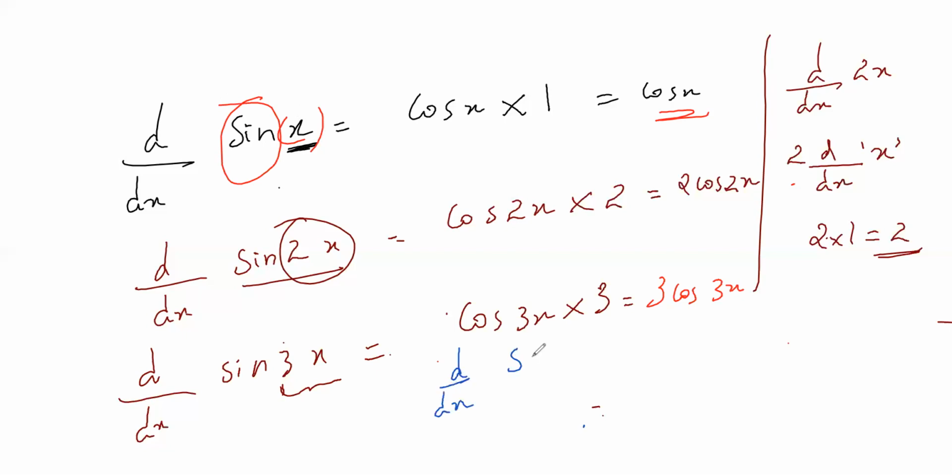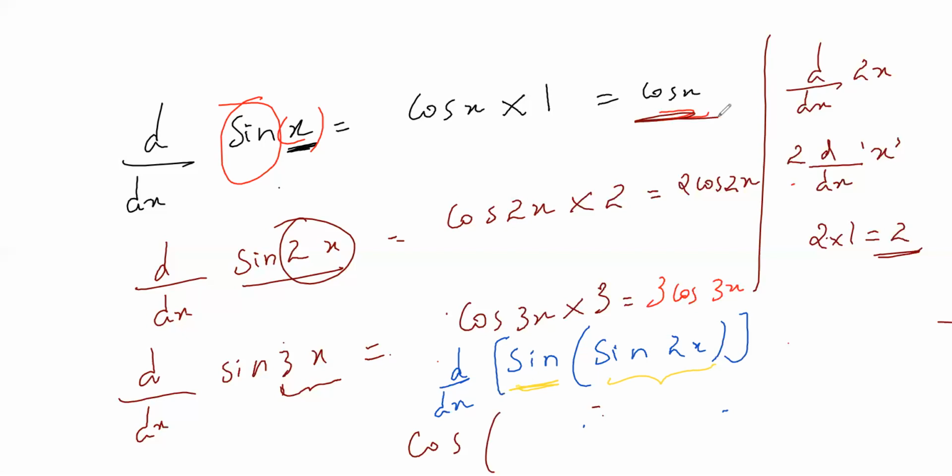d by dx of sin in bracket sin 2x. How do we approach this question? First thing what I told you, the outermost bracket. The outermost bracket in this is sin x. This is my x term, right? Sin x differentiation is cos x itself, right? So cos, here x is sin 2x. Correct? Now go to the next inner term.